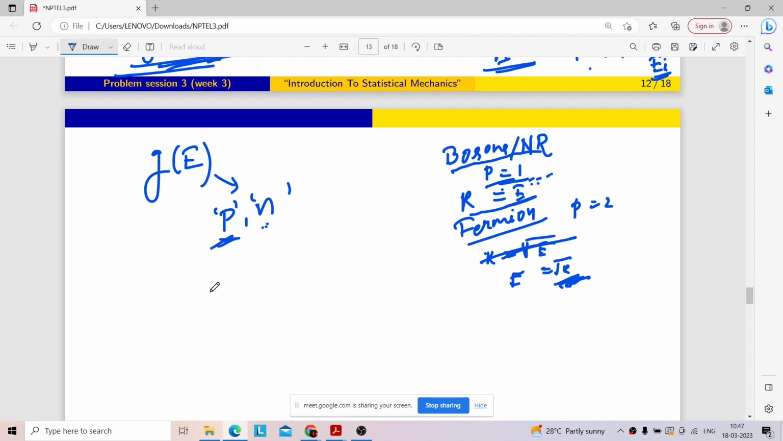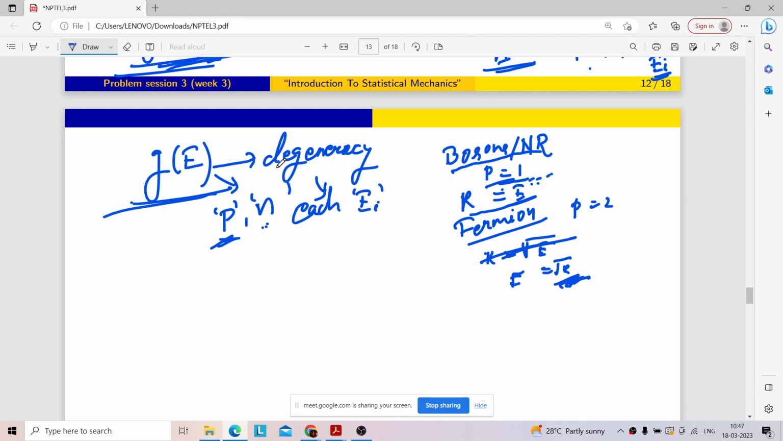So I calculated this density of states. It's like degeneracy in each energy state. It's kind of degeneracy for each energy state.